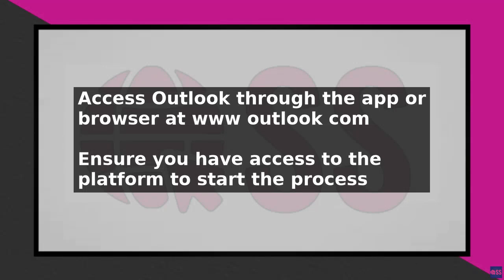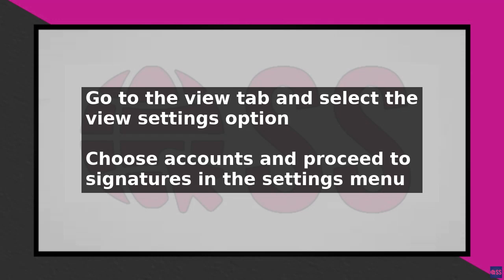To add a signature in Outlook, first ensure you have access to the platform, either by downloading the app or accessing it through your browser at www.outlook.com. Once you're on the home page, you'll see the Favorites section, which includes your inbox, sent items, and drafts, as well as a Folders section with options like Inbox, Junk Email, Drafts, Archive, Notes, Conversation History, and Conversation Action.